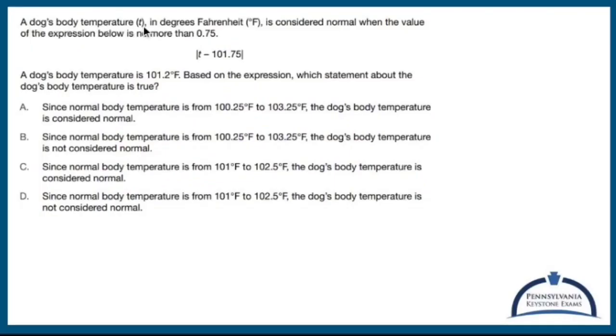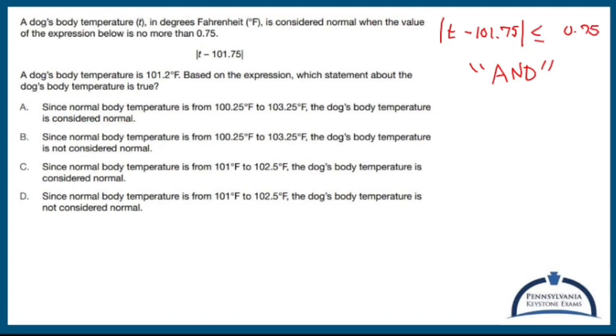A dog's body temperature, T in degrees Fahrenheit F, is considered normal when the value of the expression below is no more than 0.75. So this guy has got to be no more than 0.75. So let's set that up. The absolute value, T minus 101.75, is no more than, which means it's less than, and it's also equal to 0.75. So let's write that out. So whenever you have an absolute value less than or equal to, it is considered an AND problem. So I'm going to write that out right there. I'll come back to it.